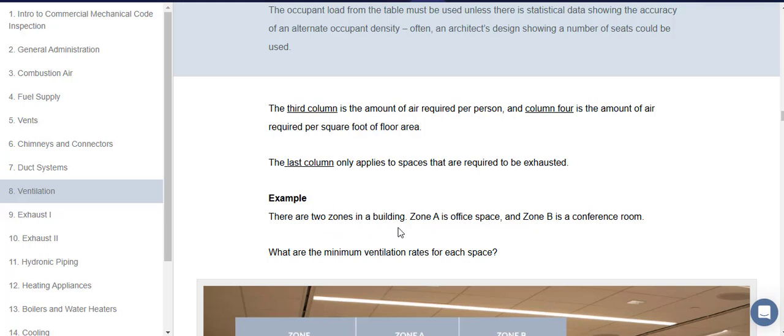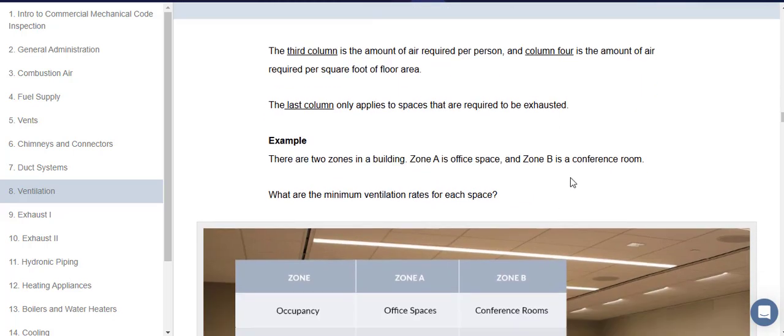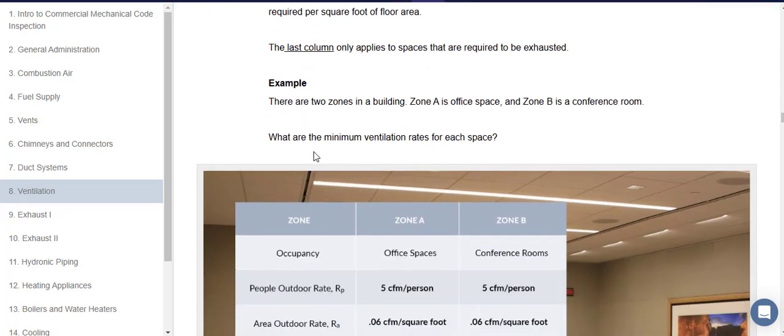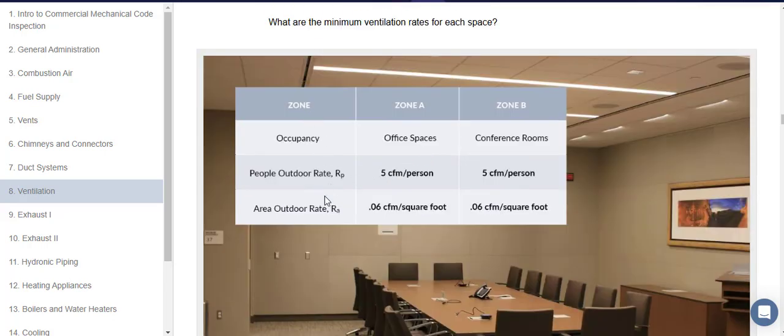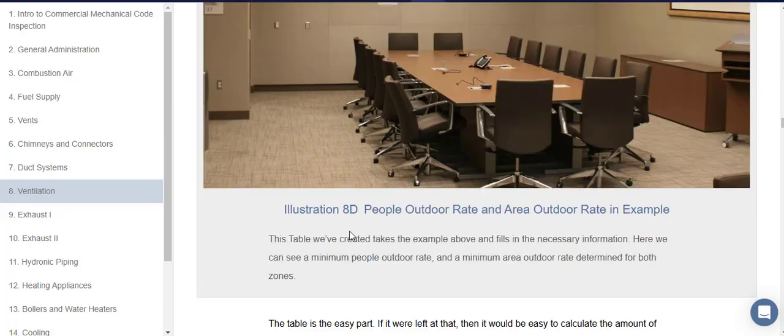Example: there are two zones in a building. Zone A is office space and Zone B is a conference room. What are the minimum ventilation rates for each space? This is Zone A, Zone B. We'll check for office and for conference room. For office, we'll find the people outdoor rate is 5 CFM per person, and the area outdoor rate will be 0.06 CFM per square foot. And for the conference room also.